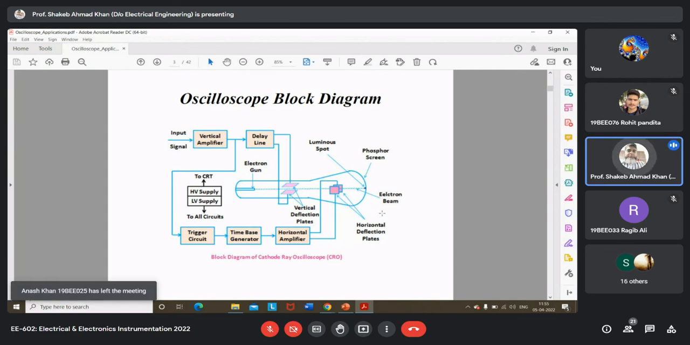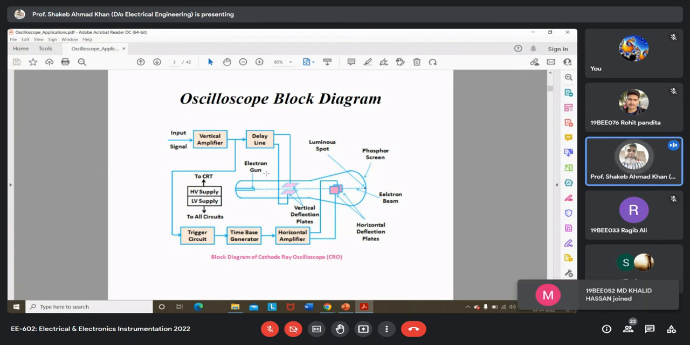Anyway, now the other parts. The signal which we want to display on the screen is applied to the vertical plates. This is another piece of information that I'm giving you; keep it in your mind, we'll refer to it many times. So whatever time varying voltage signal we want to display on the screen is applied through the vertical amplifier and the delay line.